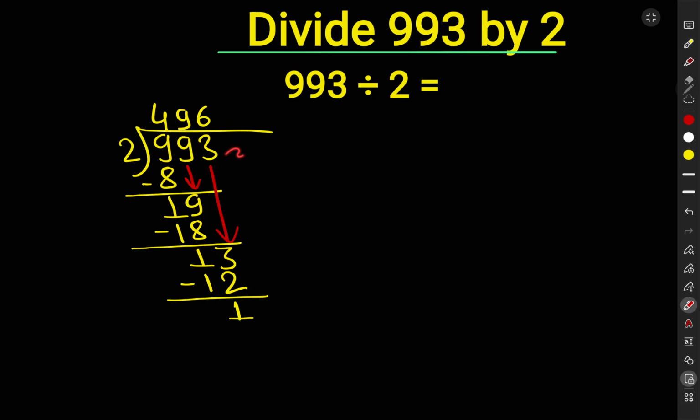So now there is no other number to put it down. So we take here decimal so that we put 0. So it is 10 and 2 times 5 is 10. On subtracting we get 0.